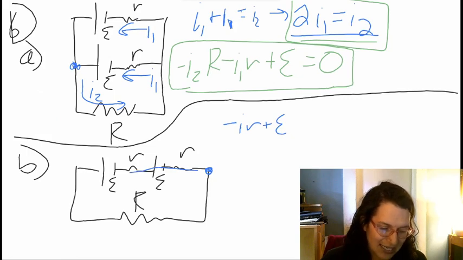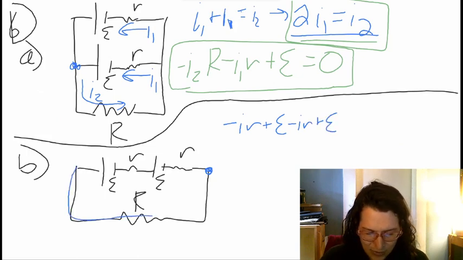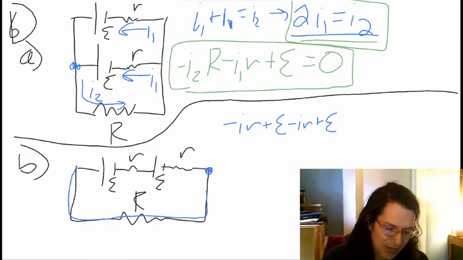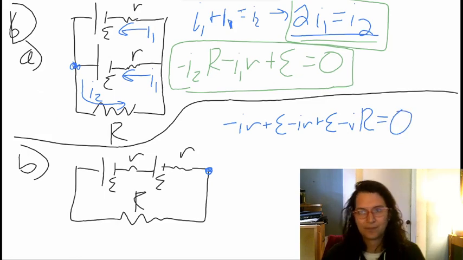And then we have to do the exact same thing for the second battery. So we have minus another I times little r plus another epsilon. And then we will subtract I times the big resistance, big R. We set this equal to 0.